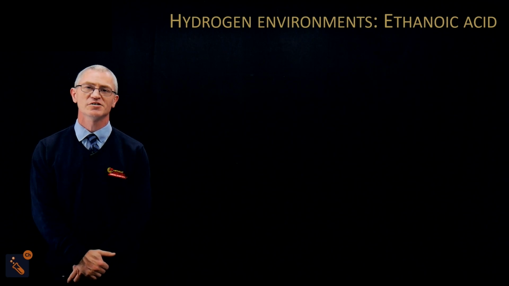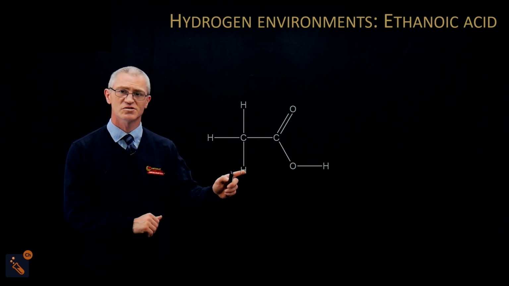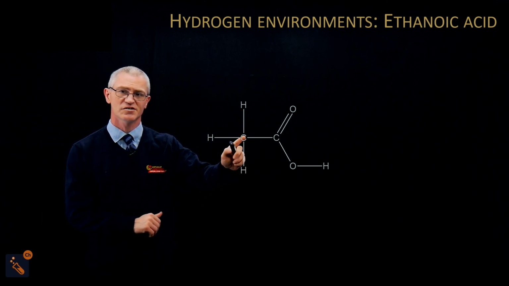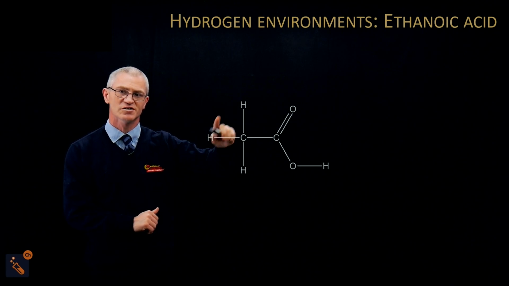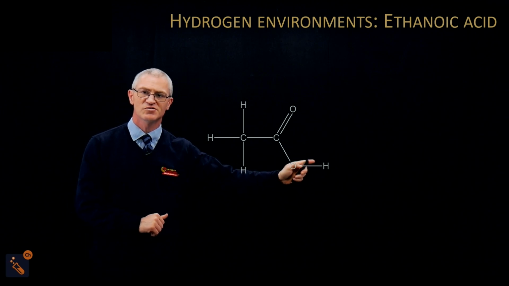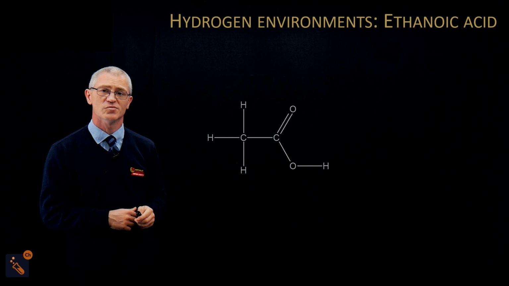We're now going to talk about hydrogen environments just like we have done with carbon environments. Now, with ethanoic acid, we have two sources of hydrogen. We've got the hydrogens here on the carbon, and we don't talk about individual hydrogens, it's just hydrogens on a carbon as a group. And we've got this hydrogen on the OH there. So we have two hydrogen environments.